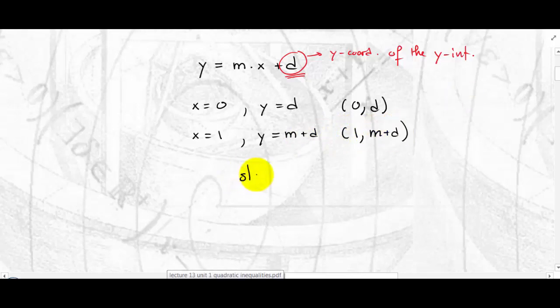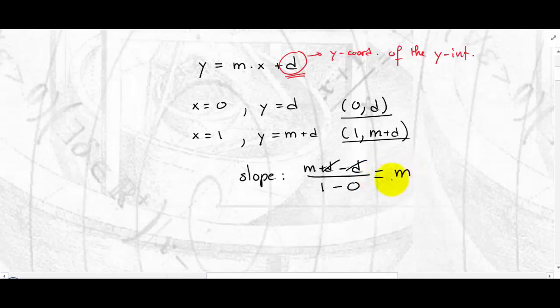Let's now get the slope of this line. Now you know that the slope of a line by definition is the slope between any 2 points. I have 2 points on the line, so let me get the slope. So it is m plus d minus d over 1 minus 0. So the d will cancel and you have m over 1, or just m. And now we see we have a second piece of information, pretty important right here. We have the slope of the line right there. So when your equation is solved for y, you read the slope of the line and the y-intercept.